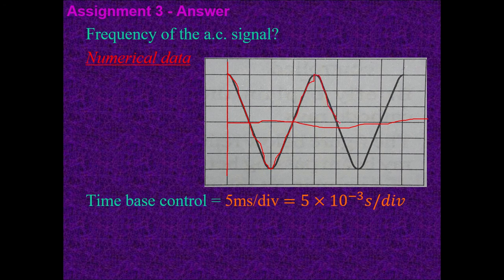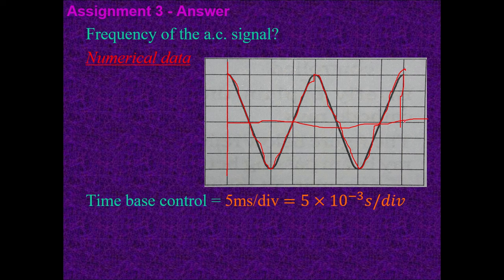1 1/4, 1 1/2, 1 3/4. Total of 2 complete waves, 2 complete oscillations. So we have 2 cycles. Now, how many divisions do we have across this particular wave?